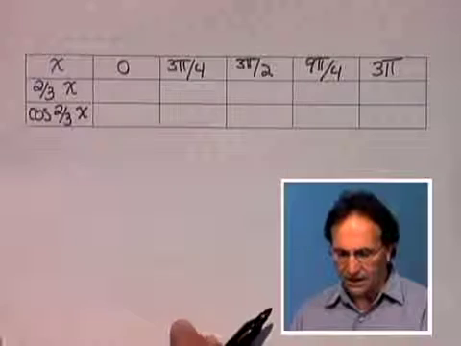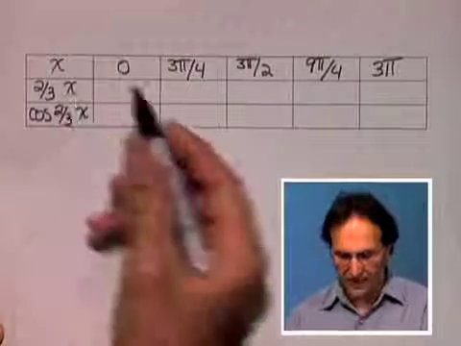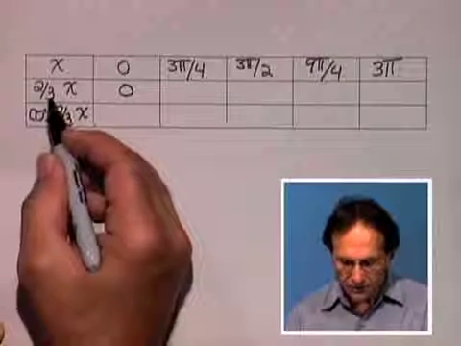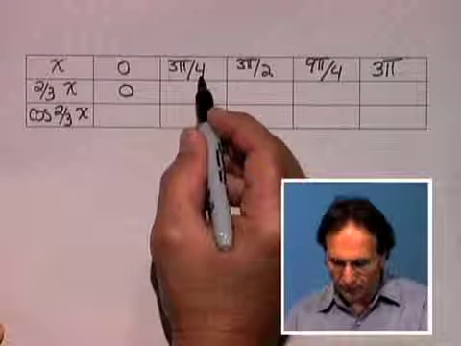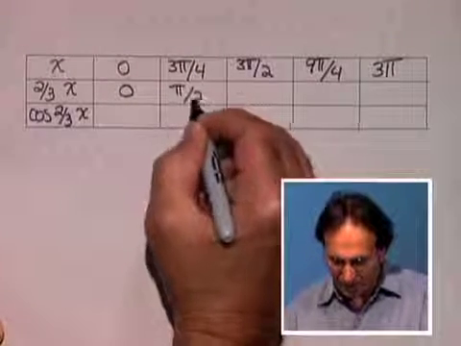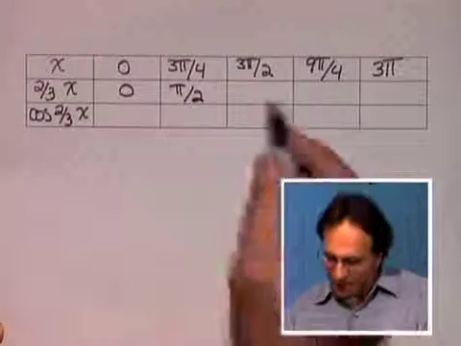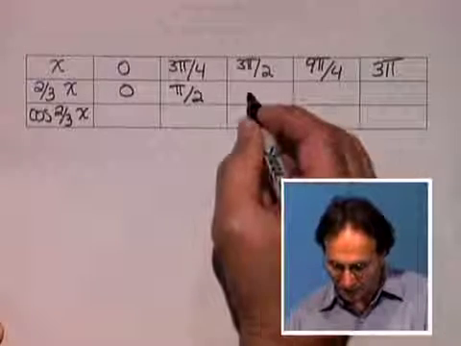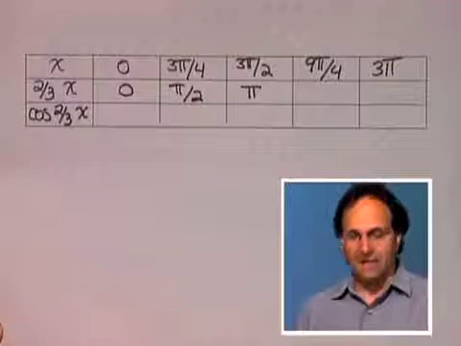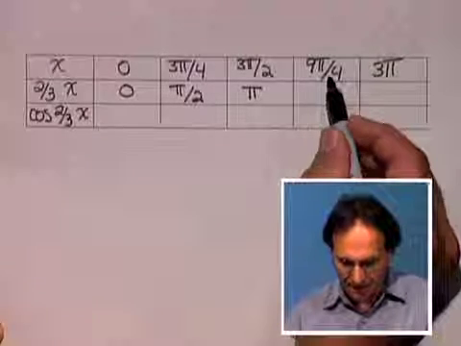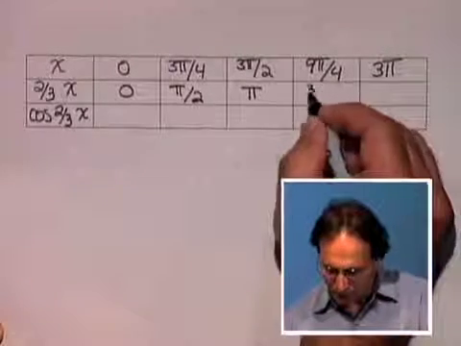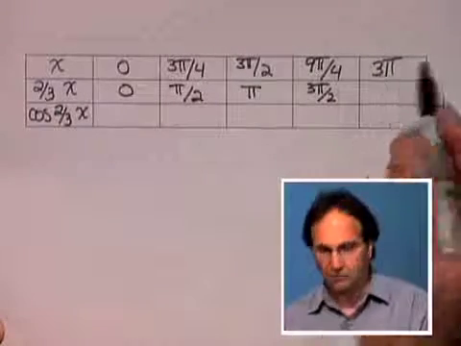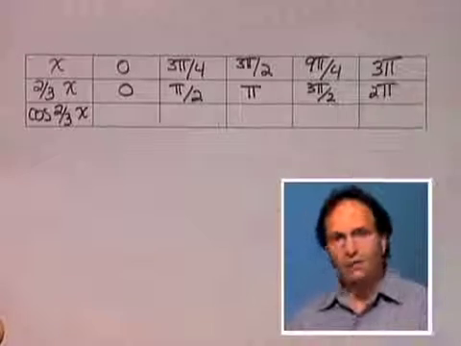So now let's look at the values of first 2/3 x. 2/3 of 0 is 0. 2/3 of 3 pi over 4 would be equal to pi over 2. Then 2/3 of 3 pi over 2 would be equal to pi. Then 2/3 of 9 pi over 4 would be equal to 3 pi over 2. And finally, 2/3 of 3 pi would be 2 pi.